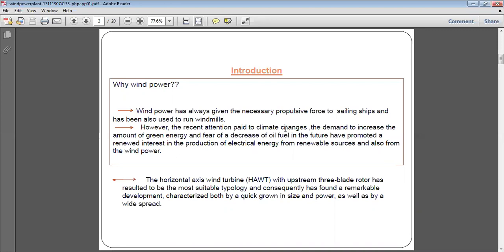So, as of now, there have been changes in the climate, and there is an enormous increase in the demand for green energy. As we know, the population is going up, so the demand for energy is also going up. So we have to go for green sources of energy rather than conventional forms like thermal power, that is thermal, coal, petroleum.